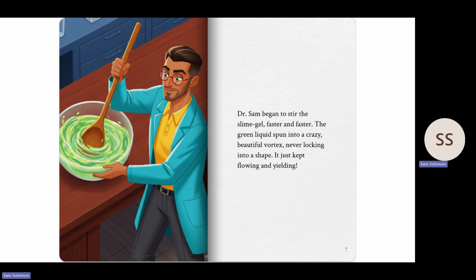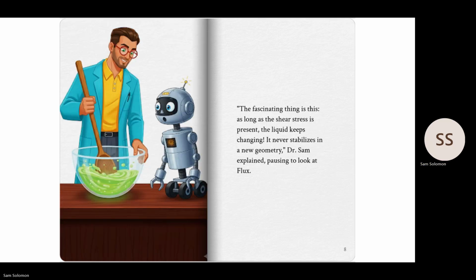Dr. Sam began to stir the slime gel faster and faster. The green liquid spun into a crazy, beautiful vortex, never locking into a shape. It just kept flowing and yielding. "The fascinating thing is this: as long as the shear stress is present, the liquid keeps changing. It never stabilizes in a new geometry," Dr. Sam explained, turning to look at Flux.